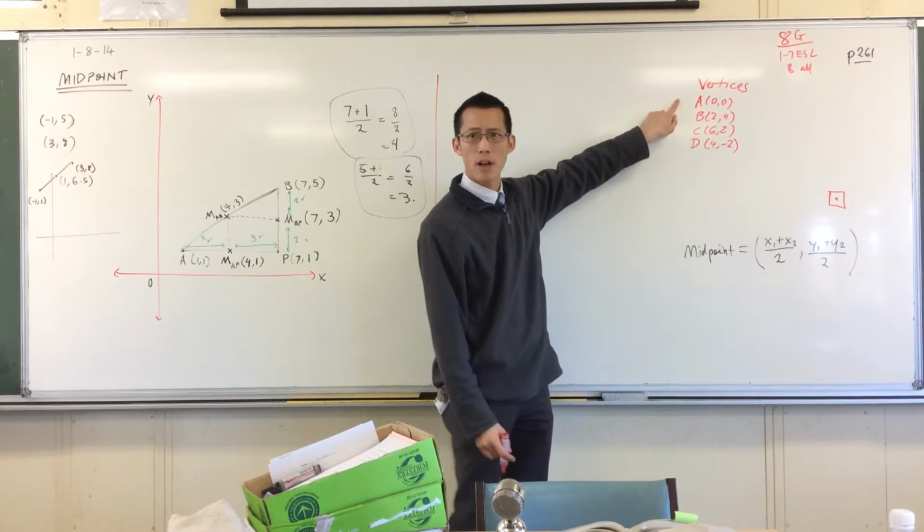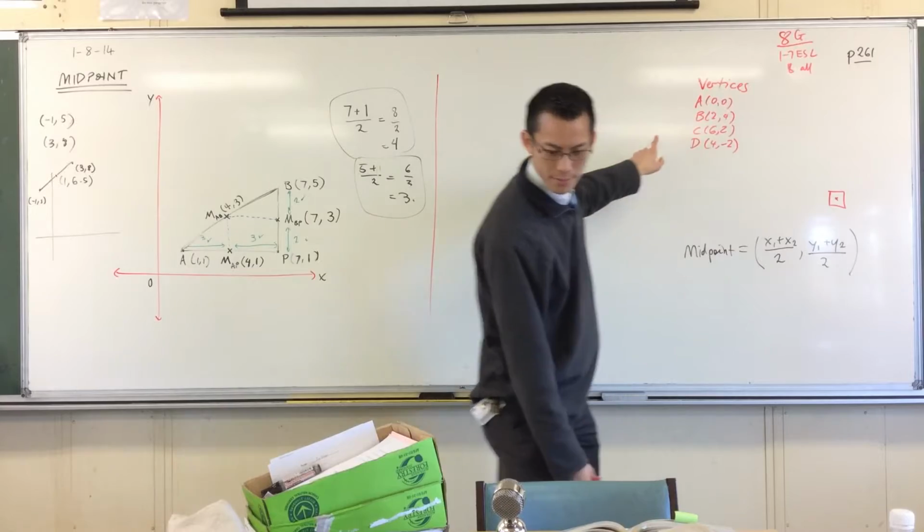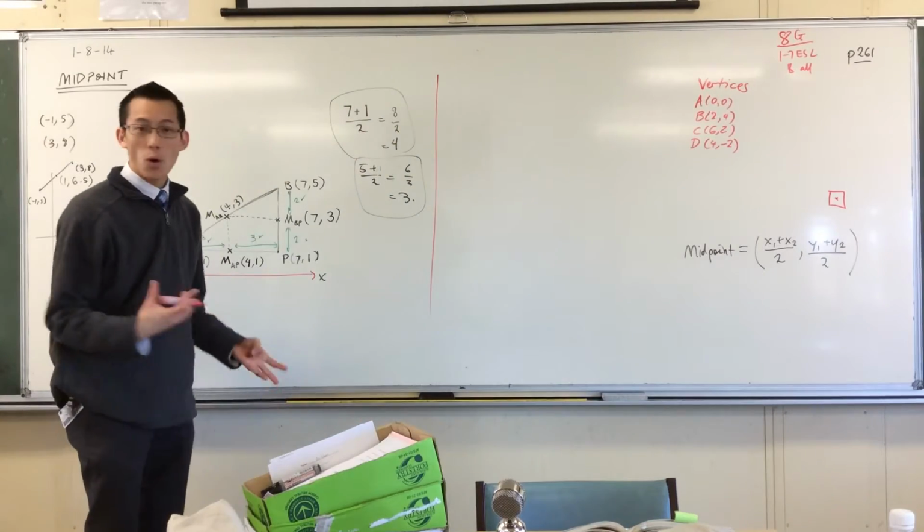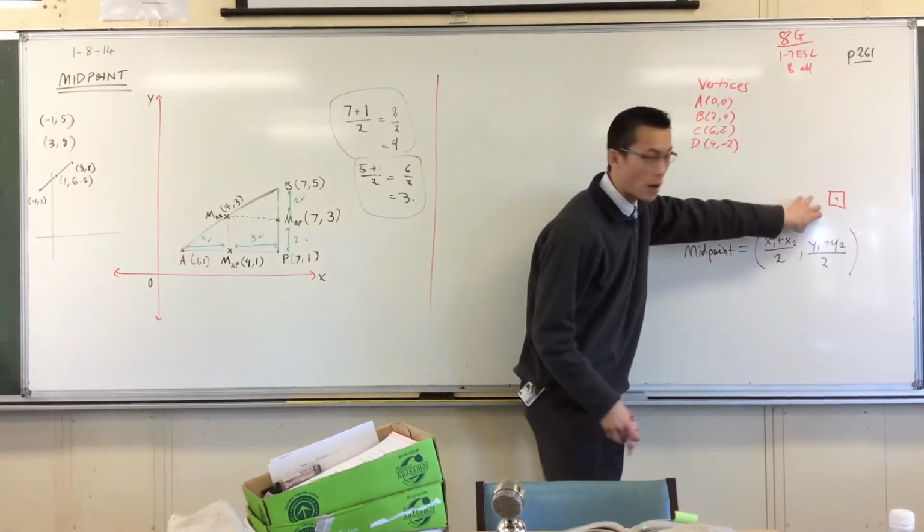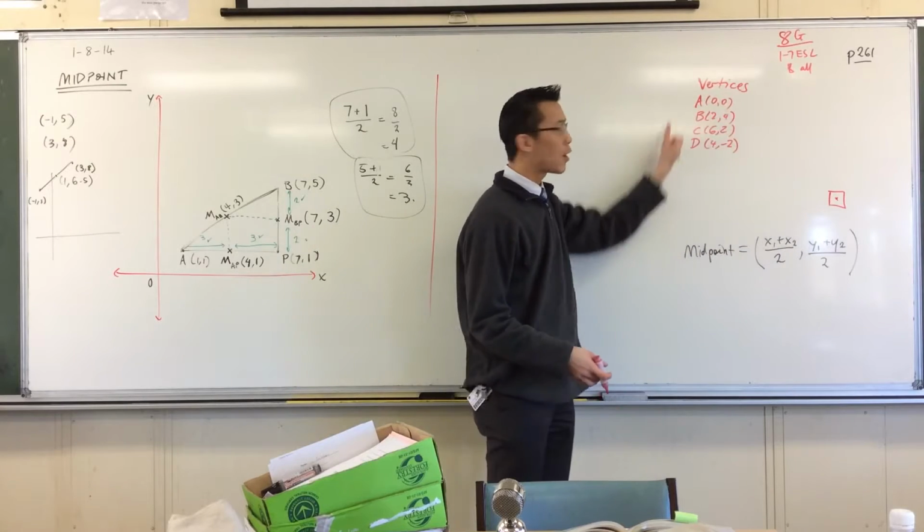This is what we've got. Have I written it down right? Is that right? Everything check out? Okay, so that's all the information we've got. There's a square, we want to find the center, and then these are where all the corners are.